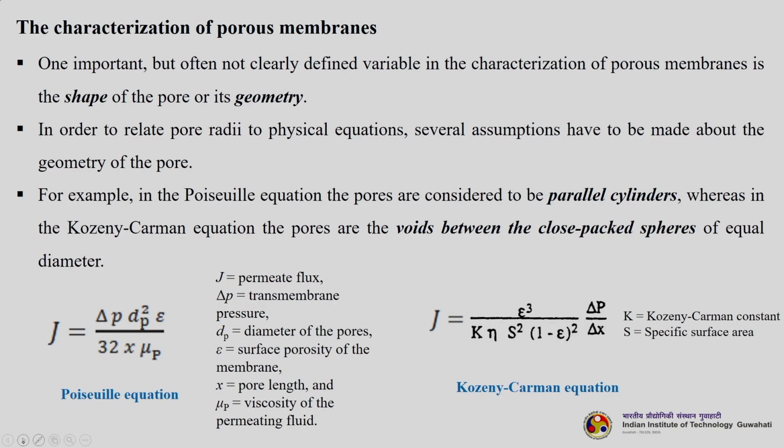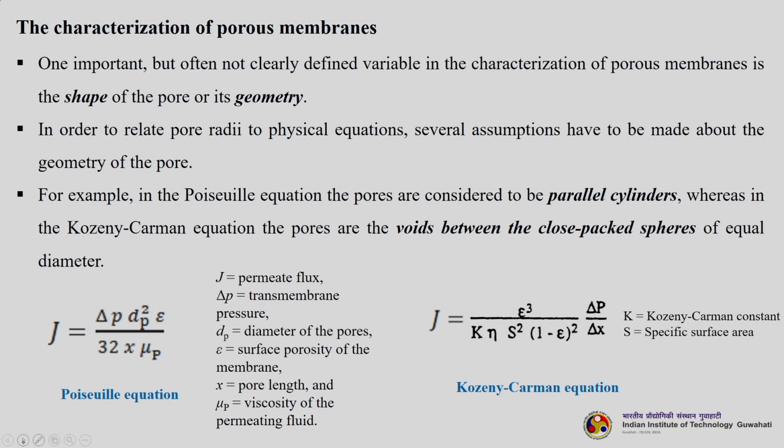Now, the next thing that we have discussed in the subsequent few lectures, one or two or three I think, is the characterization of different types of membranes, porous membranes and non-porous membranes. Then we also discussed the characterization of ionic membranes, right. One important but often not clearly defined variable in the characterization of porous membranes is the shape of the pore or its geometry. It also plays a very big role. In order to relate pore radius to the physical equations, several assumptions have to be made.